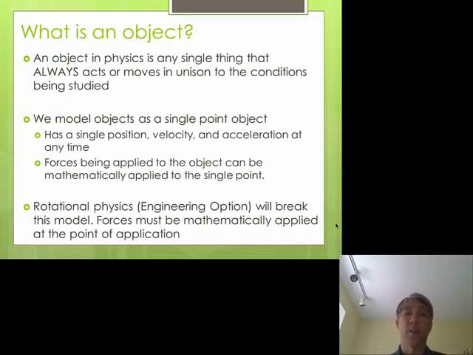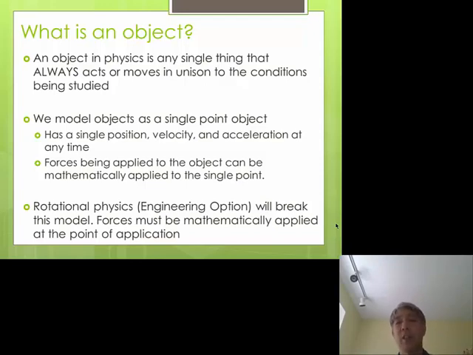So first off, what is an object? An object that we're basically going to be looking at is any single thing that always acts or moves in unison to the conditions being studied. So it moves as one single thing, an object. It doesn't matter to us that a car has a steering wheel and wheels and engines and chairs and passengers. We're just going to treat it as a car. Or we don't care that this block that's sliding down has literally billions and trillions of atoms in it, and those atoms have protons and neutrons and electrons. We don't care about that. As long as they all move as one, we're going to call it a single object.